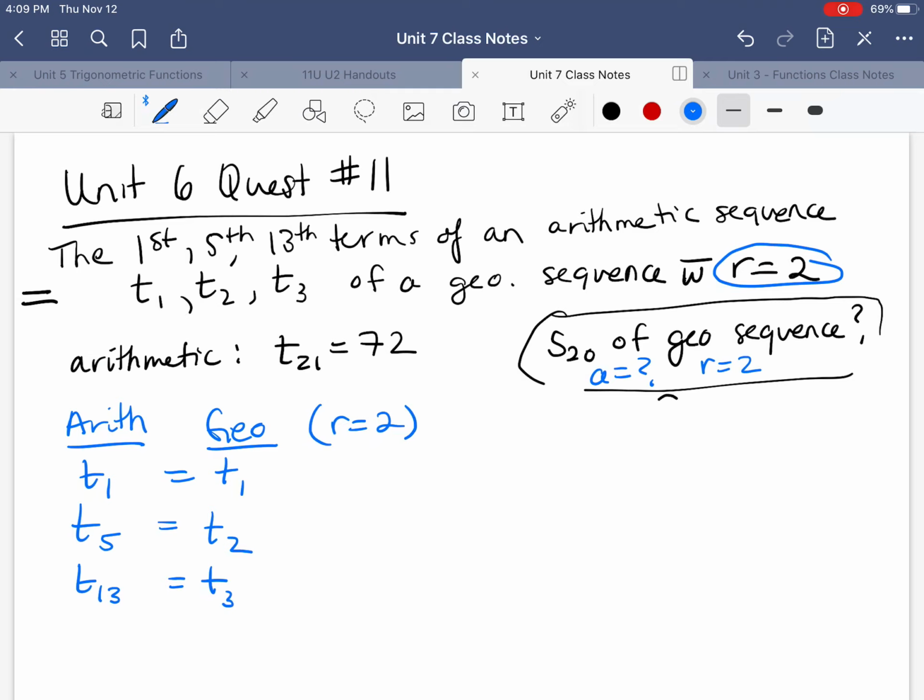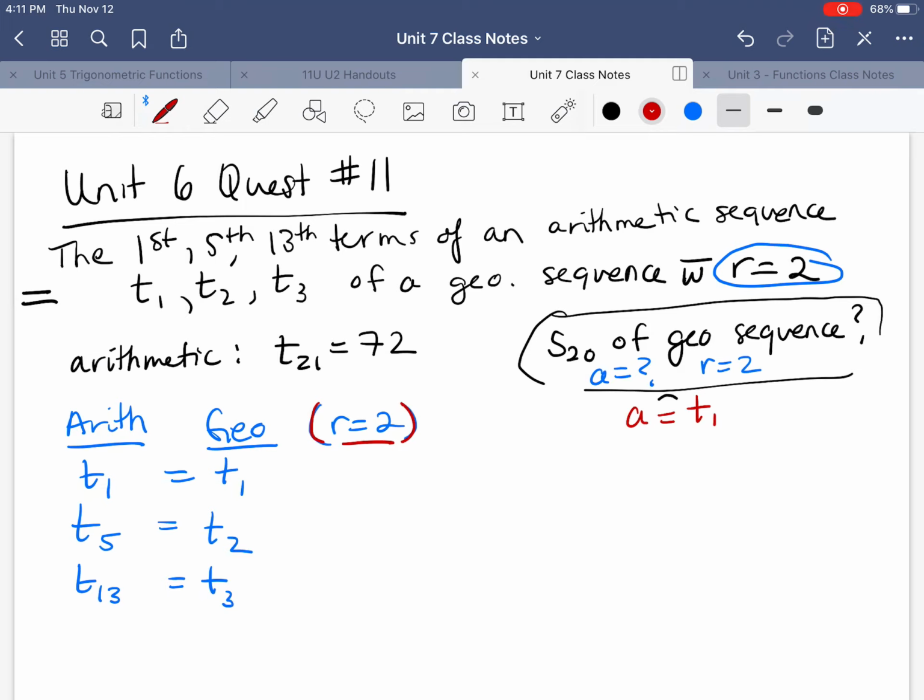In order to do that, we need A and we need R. We are told that R is equal to 2, so we need to find A. Let's remember that A is the same as T1, the first term. I've made a little table showing the relationship between the terms in the arithmetic sequence and the geometric sequence. The T1s are equal, which means they both have the same first term, and our ratio is equal to 2 for the geometric sequence. So T5 is equal to T2, and T13 is equal to T3.